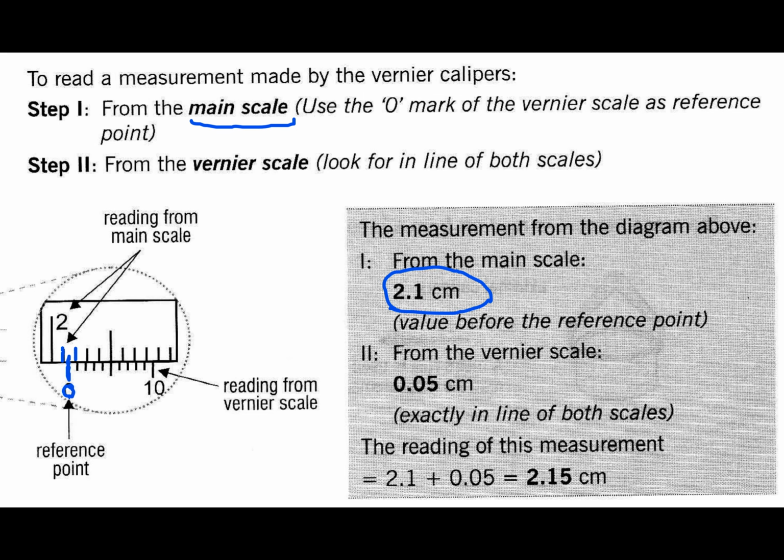First, we need to find out which marking is aligned. Now this marking is aligned. Now remember, the second decimal place is given by the vernier ruler, and from the vernier ruler we see this is number 5, and hence the second decimal place is 5. So 2.1 centimeters plus 0.05 centimeters, we get 2.15 centimeters.